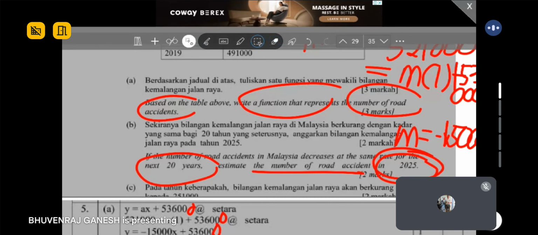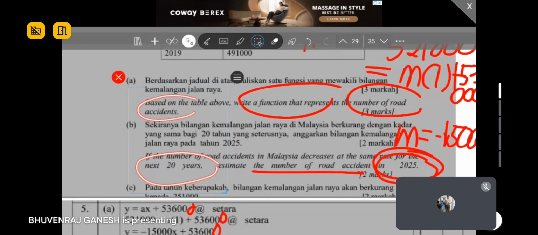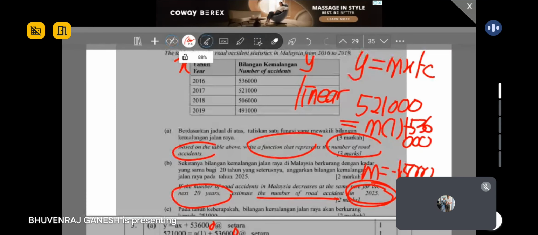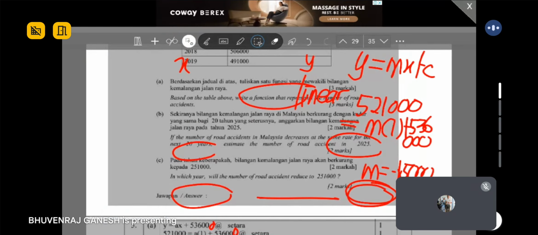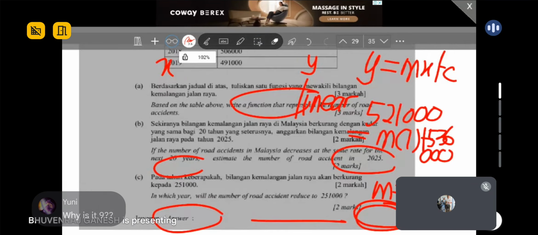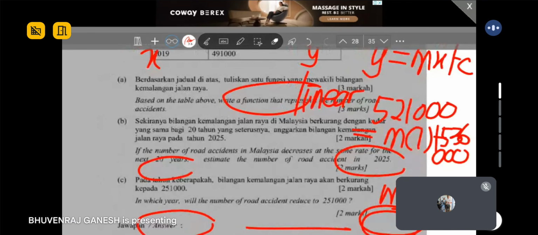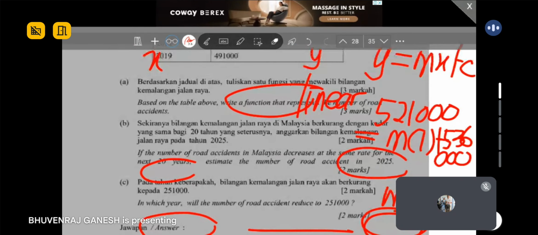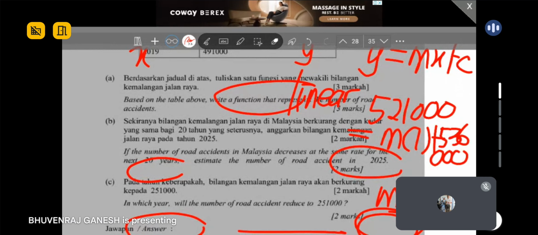Question number C. Soalan yang terakhir untuk soalan ni. Wait guys. Let me try to show you. Okay. So question C, they ask you in which year the number of accidents will reduce to 251,000. Okay, 251,000. So may I know how to find this guys? Macam mana boleh cari yang ni?